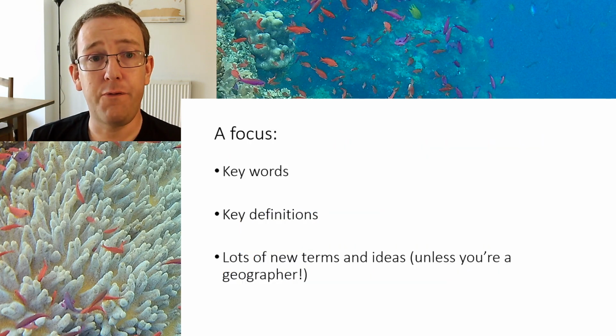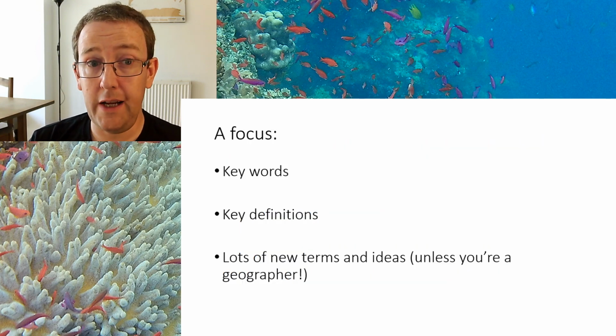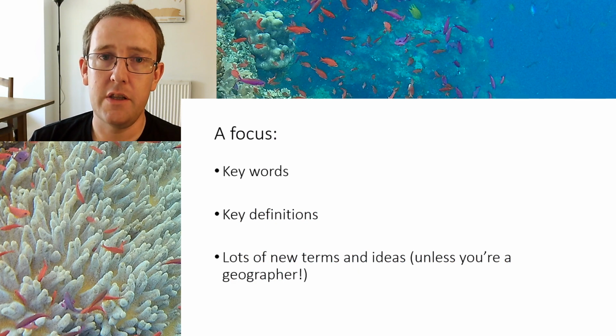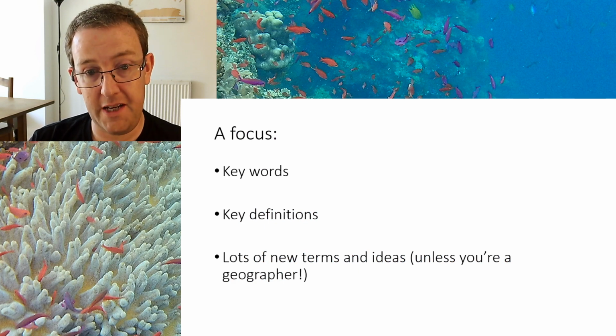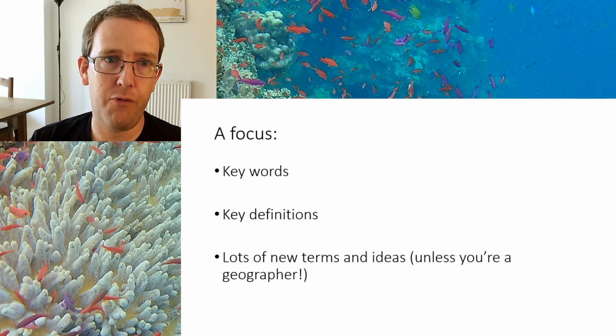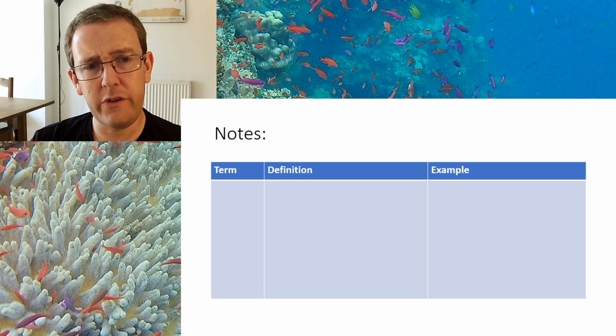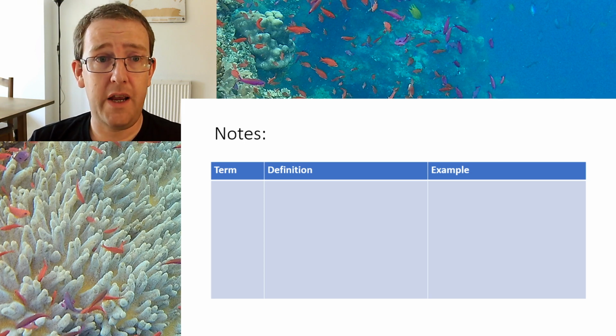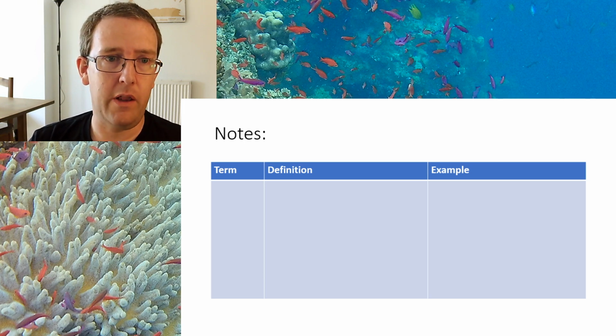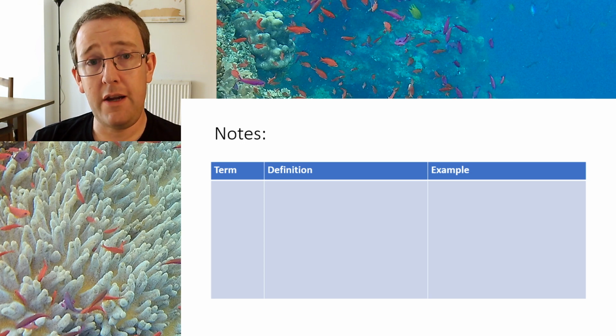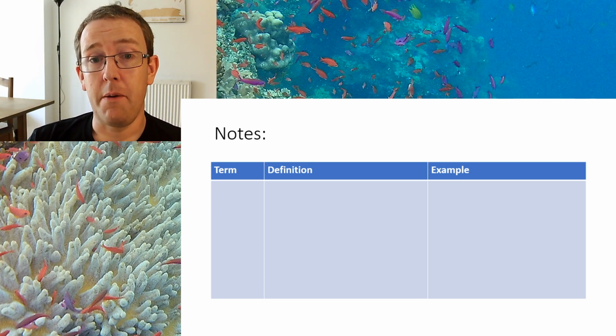The focus for today is going to be an awful lot on key words and key definitions, so there might be lots of new terms and ideas, unless of course you're a geographer, in which case you may already know quite a bit of this. So what I suggest is that you pause here and draw yourself a table like this. Each time a new term comes up, and I will point them out wherever they come up, you write the new term down, you write a definition, and you write an example.